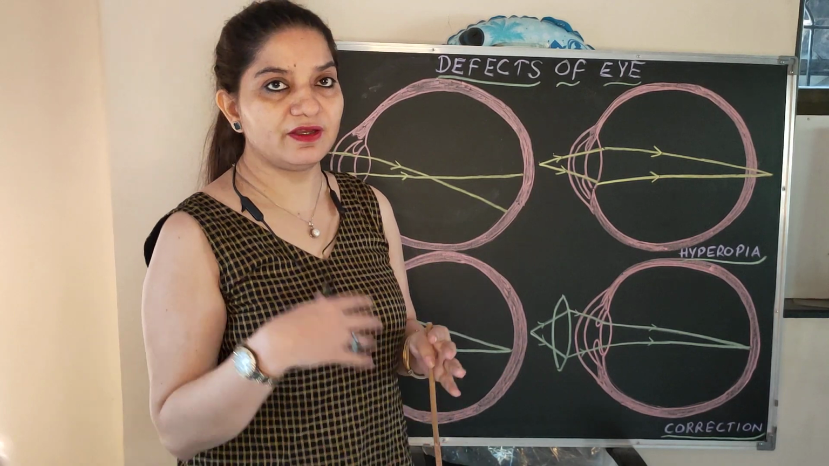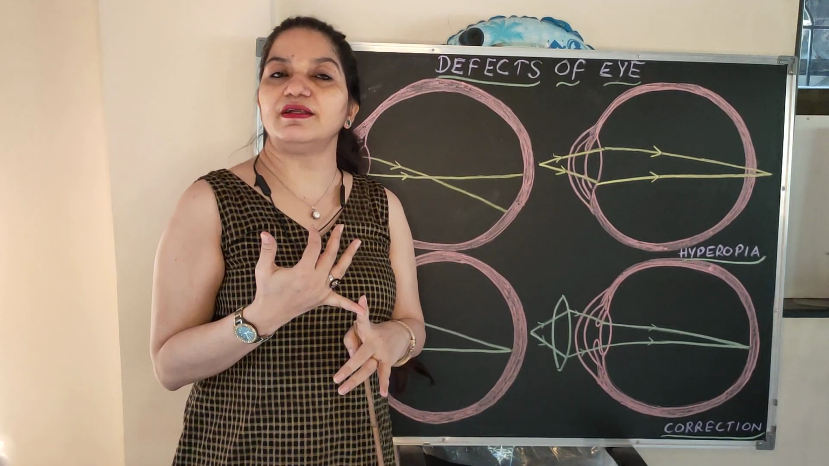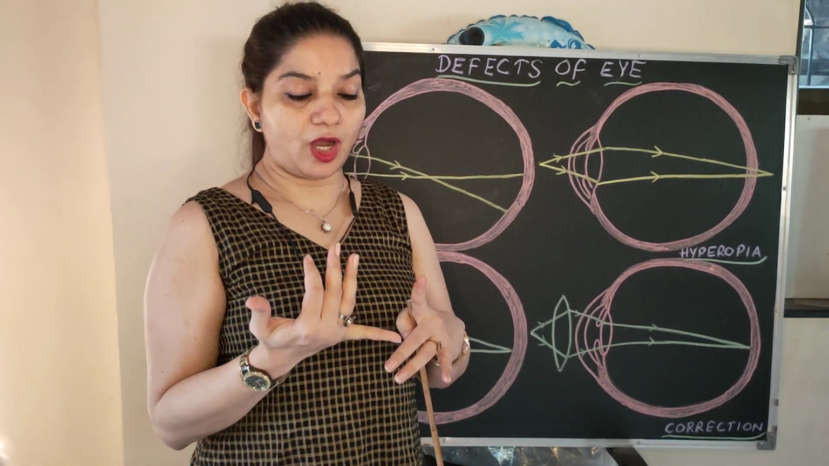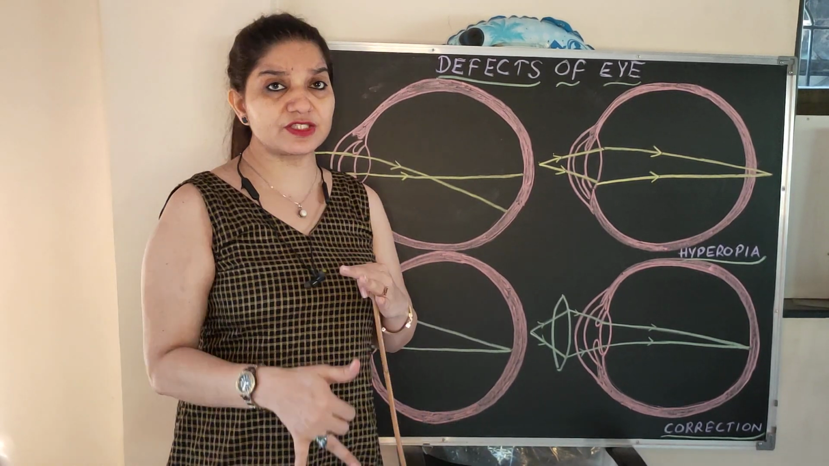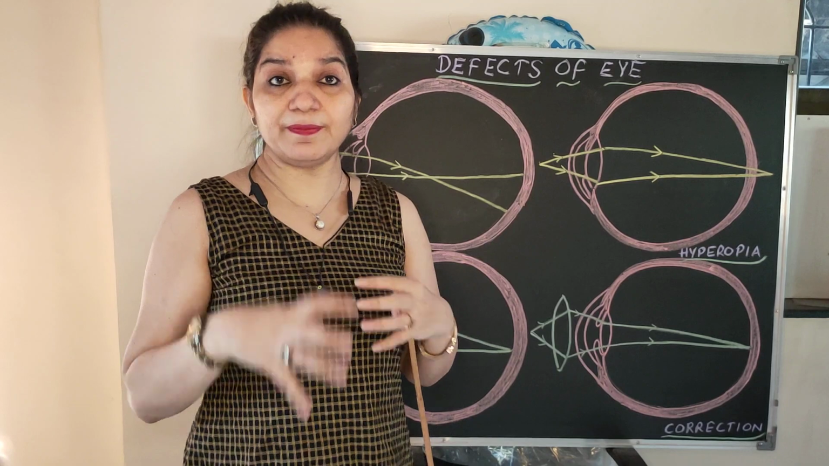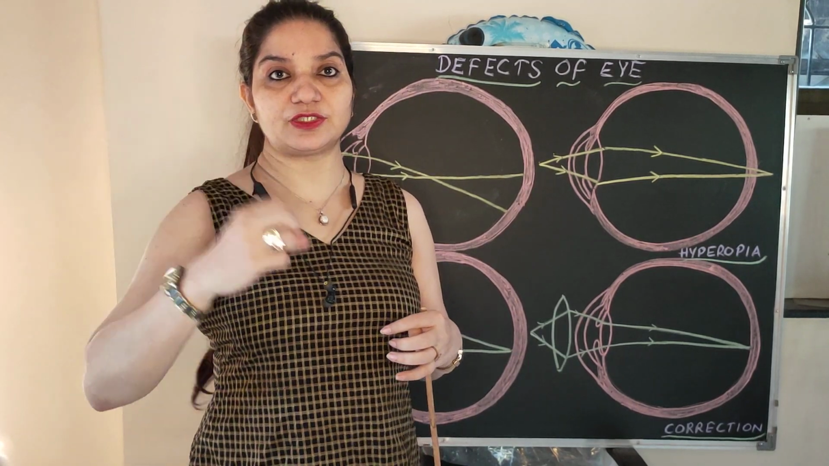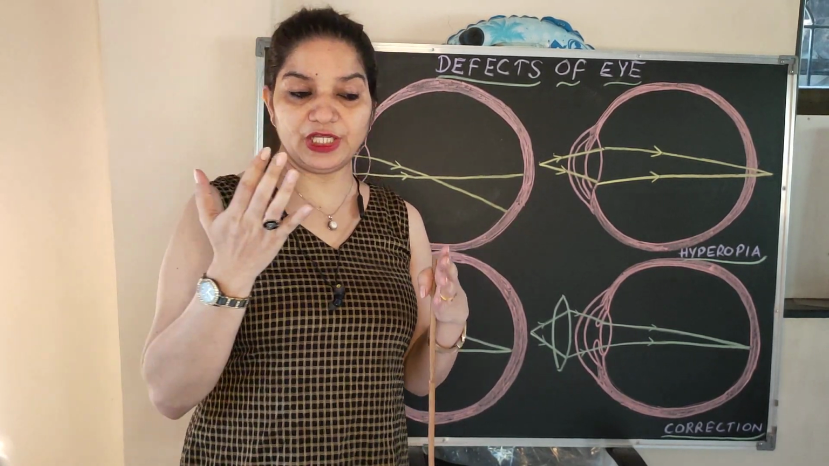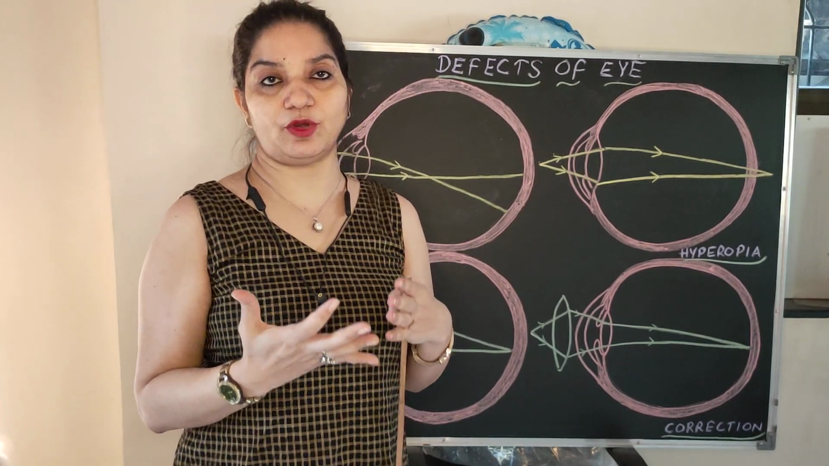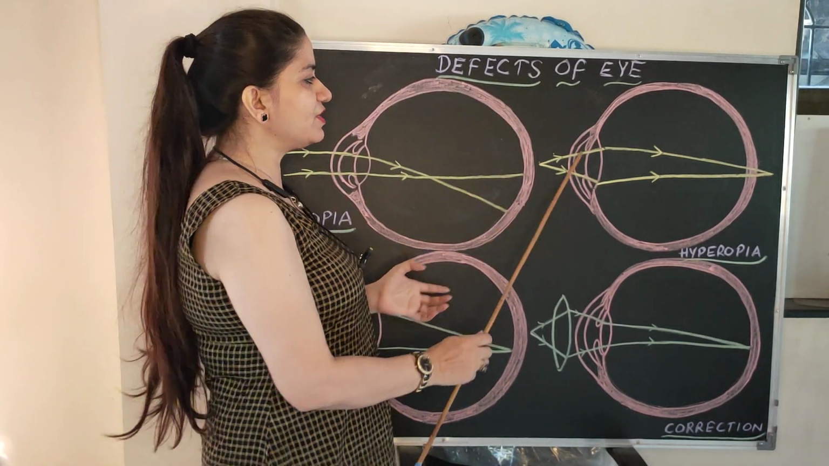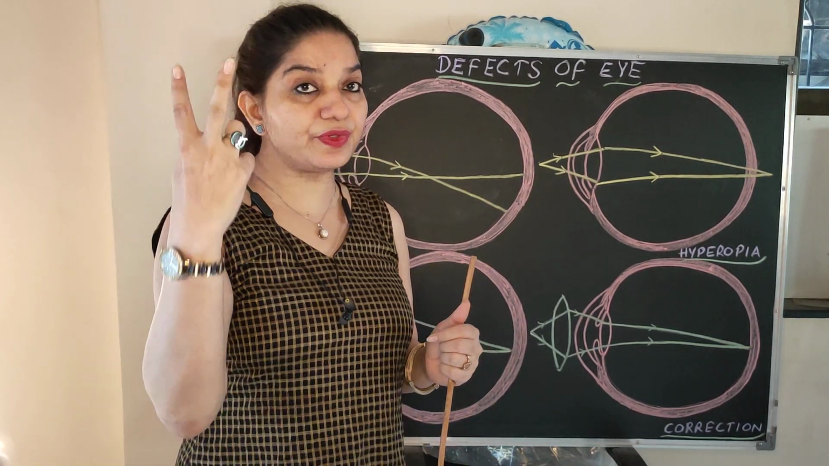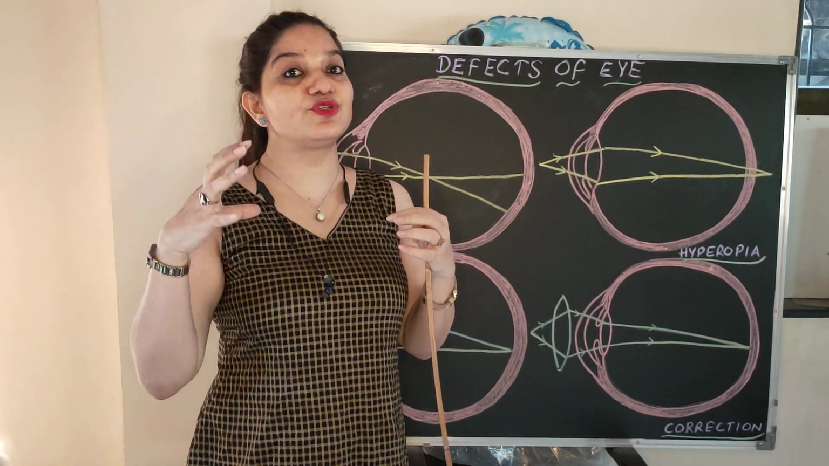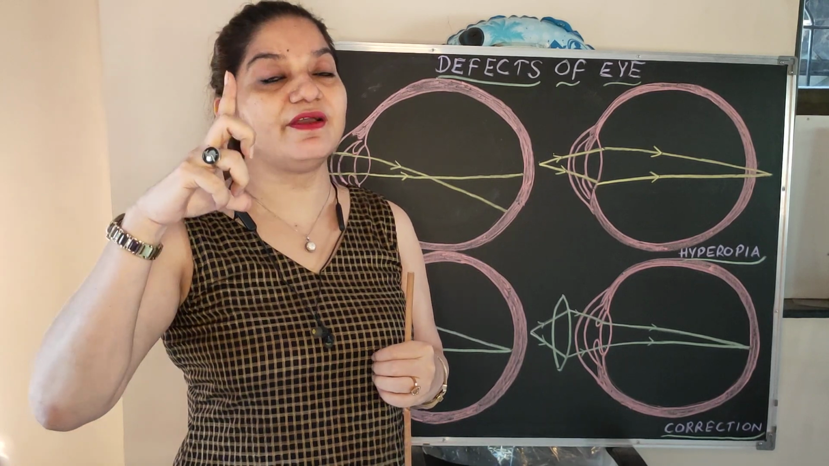Again, let us repeat. Second defect is hyperopia, commonly known as far-sightedness or long-sightedness. First of all, the person is able to see the far off or distant object clearly, but he or she cannot see the nearby object. Second, where is the image formed? Image is formed behind the retina. Third, what are the two reasons? The eyeball becomes shortened and the lens becomes flattened.